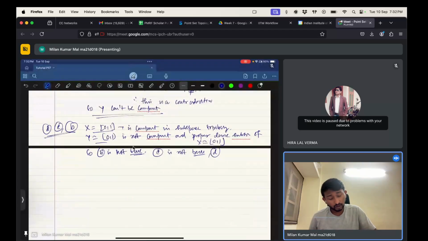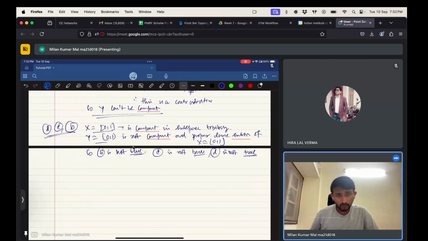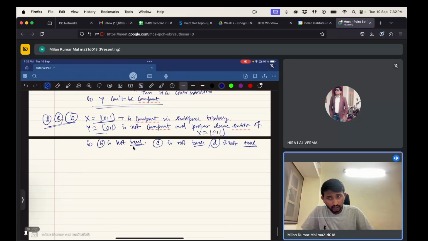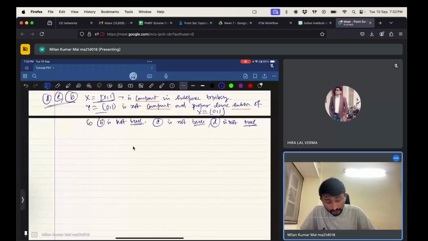D is not true. Why? Because X and Y both being compact is not necessarily needed, right? Because X here is compact and Y is non-compact, and Y is a proper dense subspace of X. Okay. So now go to the second problem.